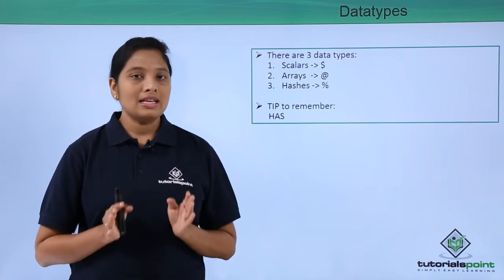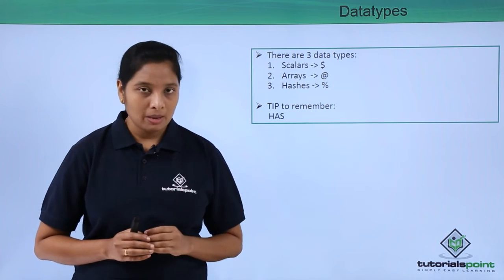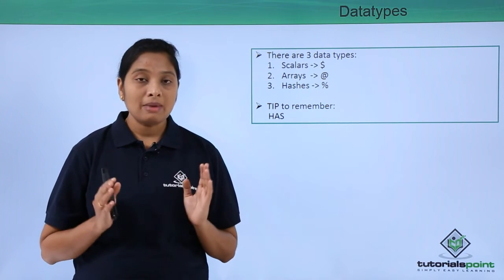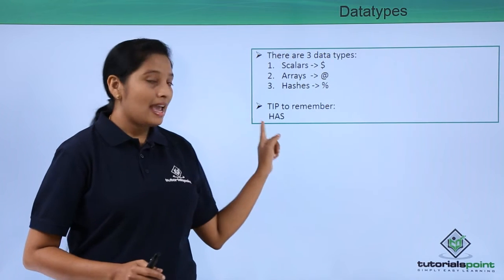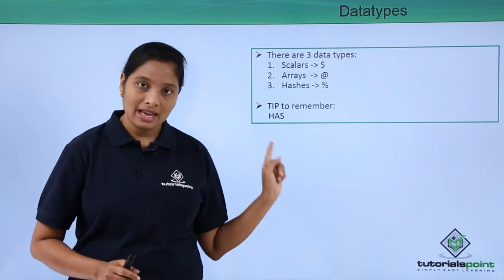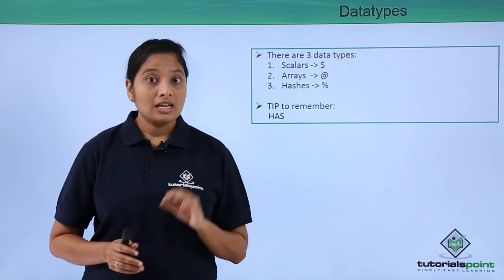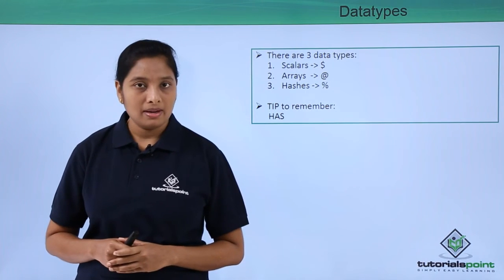To remember these data types, a small tip is to just remember the word HAS. H means hash, A means array, S means scalars. Now let us take a practical example.